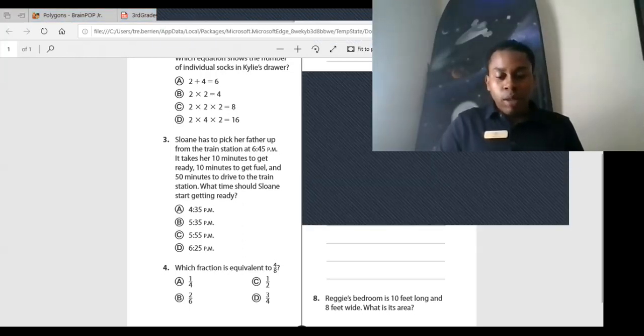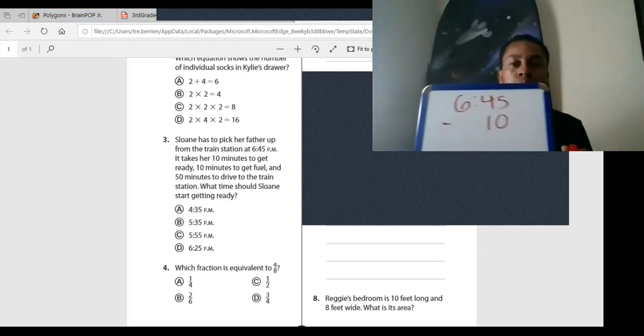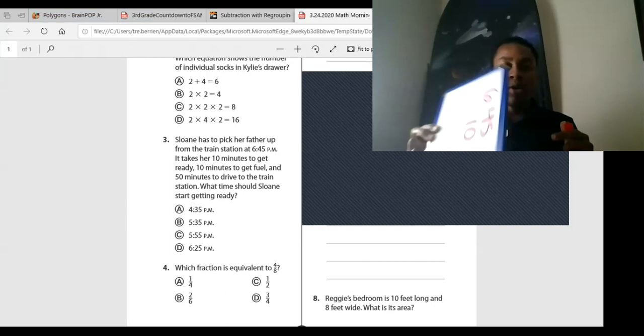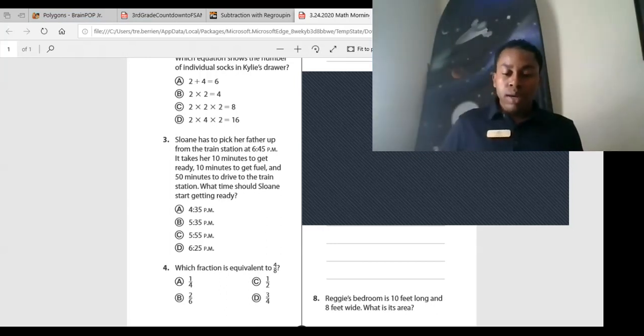Now, in completing this problem with elapsed time, the first thing we need to do is put down our start time. And that's exactly what I did on my whiteboard. I put down 6:45. That's what you should have done on a piece of paper or on the side of your paper on your morning work. Now, if I need to figure out what time Sloan should start getting ready, that means I need to go back the 10, the 10, the 50.